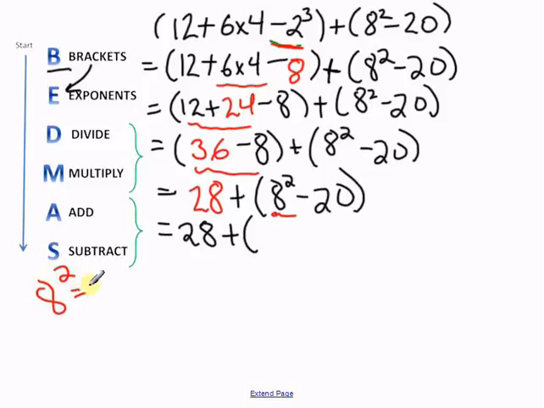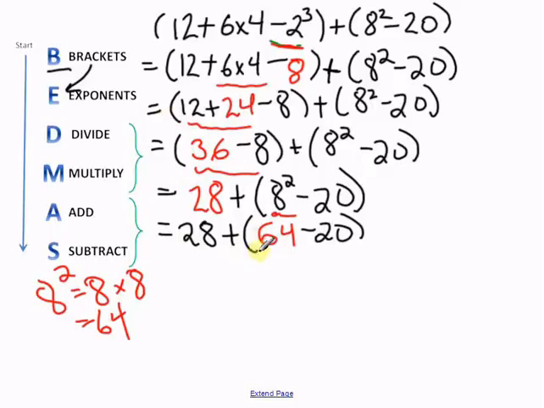Exponent means that is 8 multiplied by itself twice. That's 64. This does not mean 8 times 2, kids. Every time I see people make this mistake, and I'm going to tell you that 100 times, this does not mean 8 times 2. It is 8 times itself twice. So 8 squared is 64. Minus 20. All right.